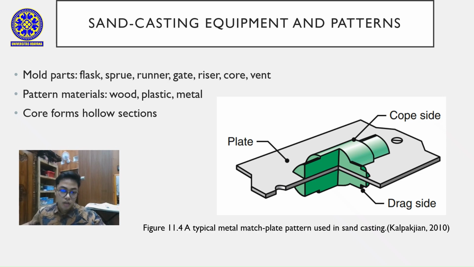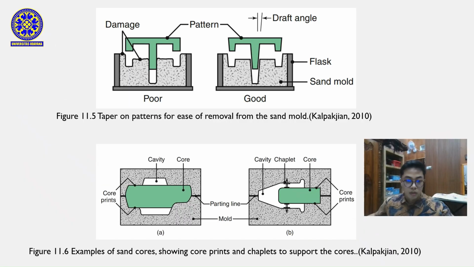In sand casting, mold design and pattern materials play a vital role in achieving quality castings. The mold includes parts like the sprue, runner, and riser, which control the flow of metal and gases. Patterns, made of wood, metal, or plastic, define the final geometry of the part. Cores are inserted to create hollow sections within the casting, enabling complex internal shapes.